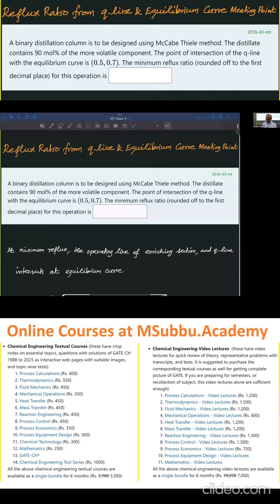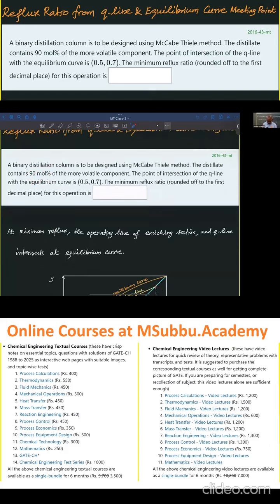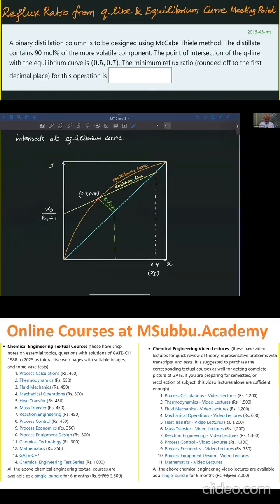So the minimum reflux ratio is to be found using simply one point, like the intersection of this Q line with the equilibrium curve, and the distillate composition. So only this much data we need to find that minimum reflux ratio. Okay. So now let us see this curve.